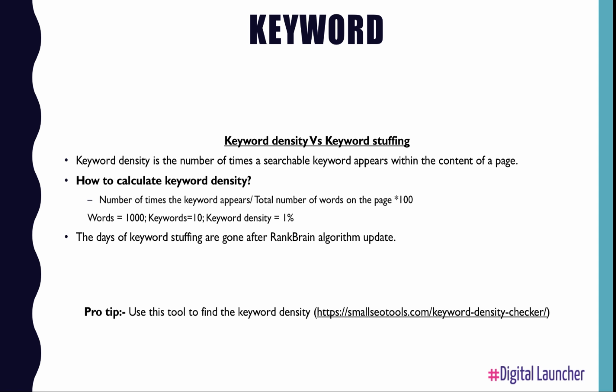Keyword density is the number of times a searchable keyword appears within the content of a page. How to calculate the keyword density? Number of times the keyword appears divided by total number of words on the page into 100. So if you have written a 1000-word article and you have repeated your keyword 10 times, your keyword density is 1%. There is no standard rule set by Google or any others saying that your keyword density should be 1%, 2%, 3%, but definitely your keyword density should be 1%. So what is keyword stuffing? Sorry, the days of keyword stuffing are gone after the Google RankBrain algorithm update.